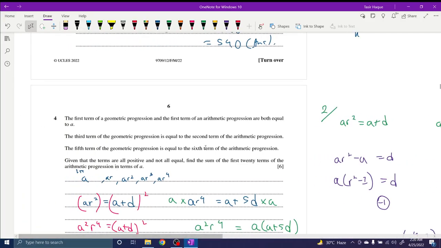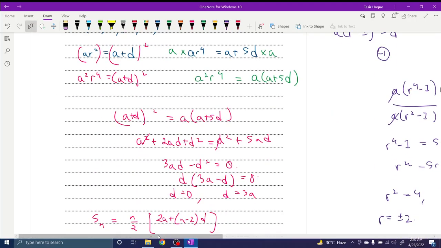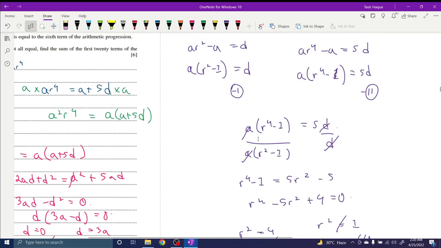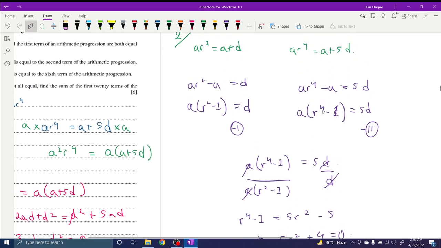They're giving us a hint. Basically, they're saying that all the terms are positive, okay? So basically, it can't be minus, because if it's minus, it's going to alternate. So it has to be positive, right? So r is equal to plus 2. R cannot be equal to minus 2. After you get r is equal to plus 2, just input it in any one of the equations, right? Like ar square is equal to a plus d.